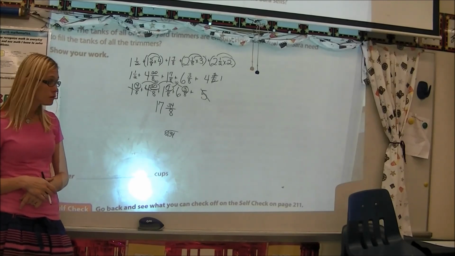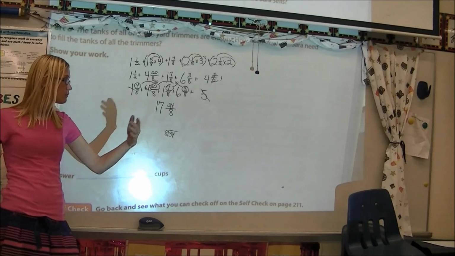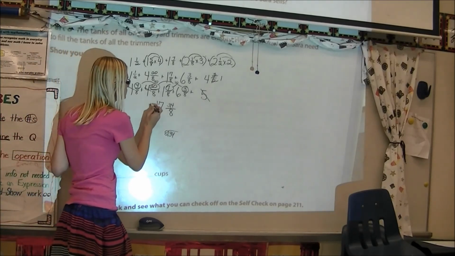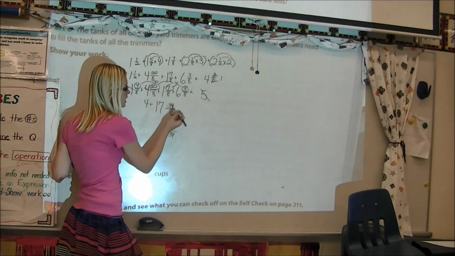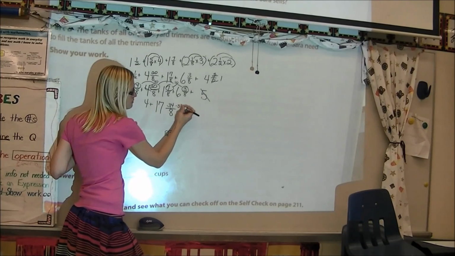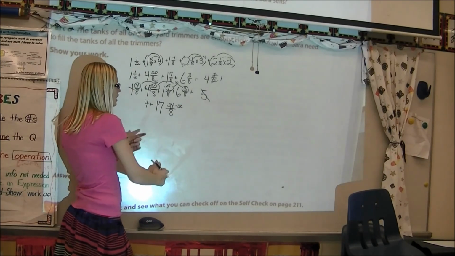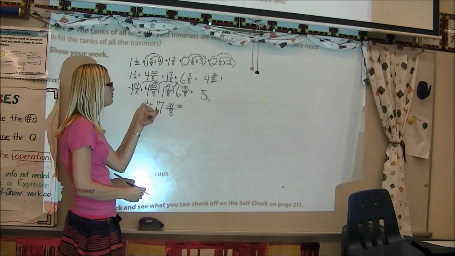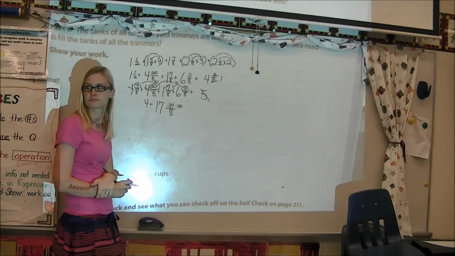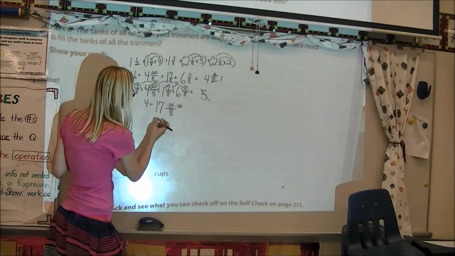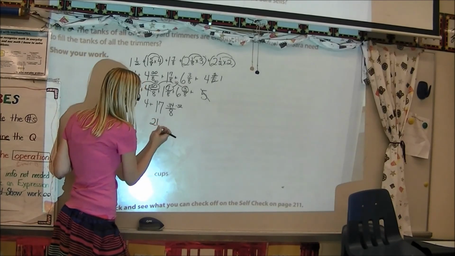Right, 8 can go into 34 4 times. So plus 4 more whole. And 4 times 8 means you should have taken away 32. So when I did that, I took those 4, I regrouped it. How many whole do I have now? Right, I should have 21 whole.